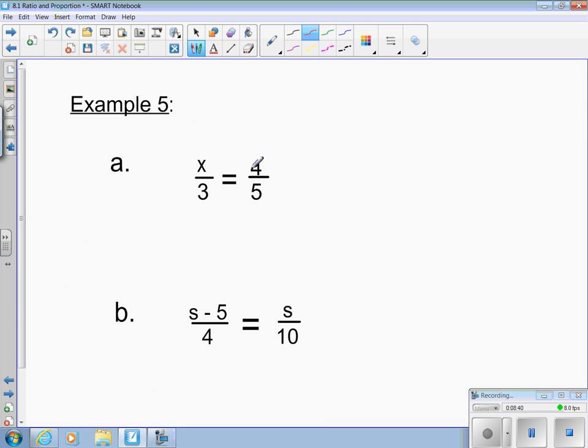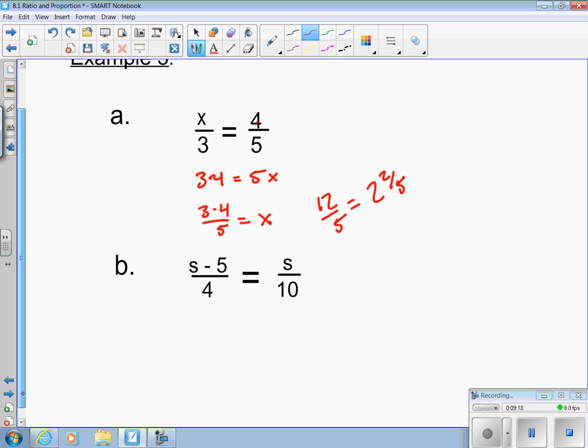If I want to solve for x, I'm going to use that cross product property. 3 times 4 equals 5 times x. If you think back to 7th or 8th grade, we get 3 times 4 equals 5x. If I want to know what x is, I have to divide by 5. So we took 3 times 4 and divided it by 5 to figure out what x is. Cross multiply and divide. That's where that comes from. 12 divided by 5 would be my answer. And if you wanted, 5 goes in there 2 whole times with a remainder of 2.